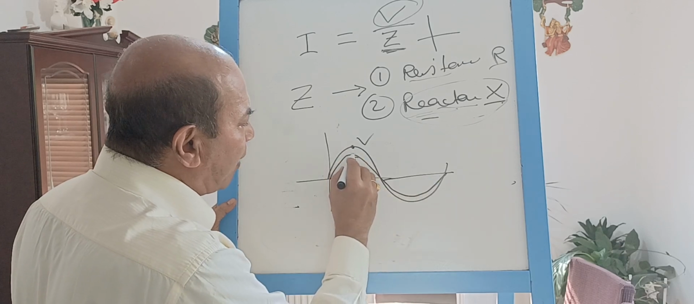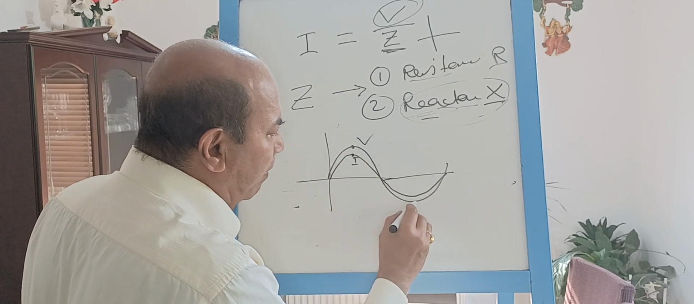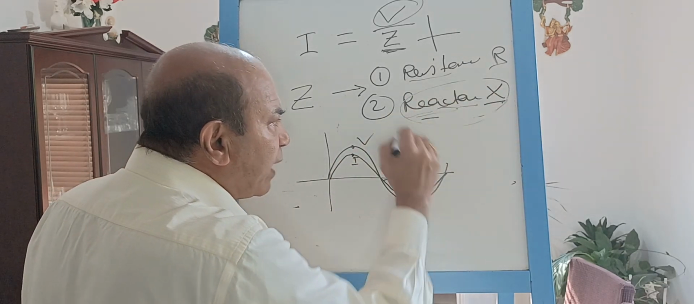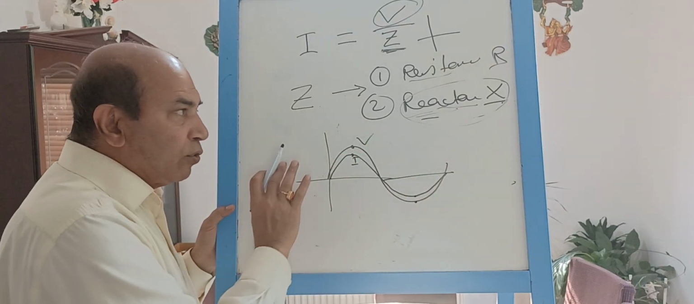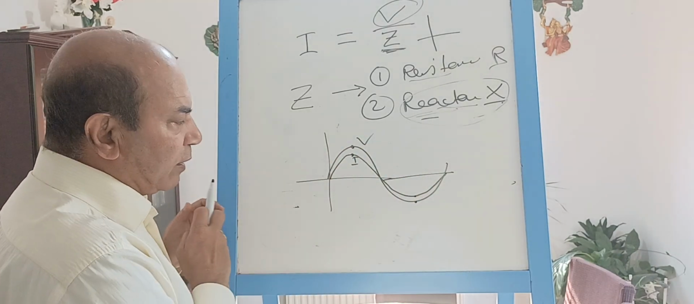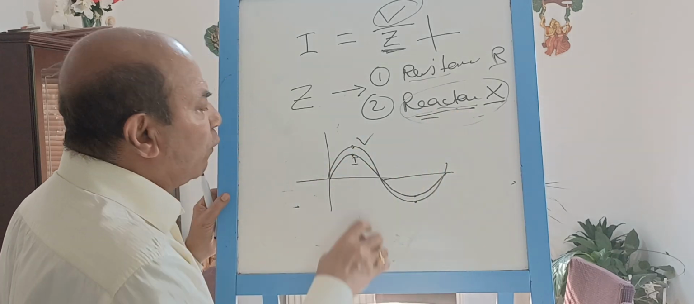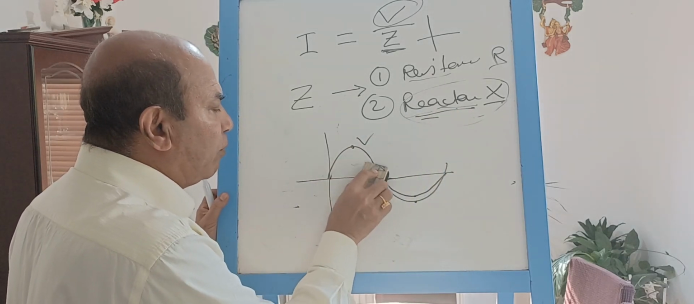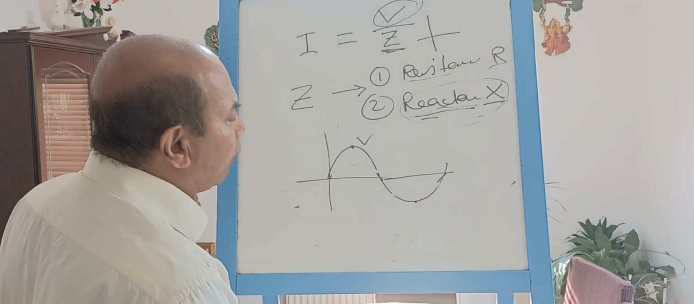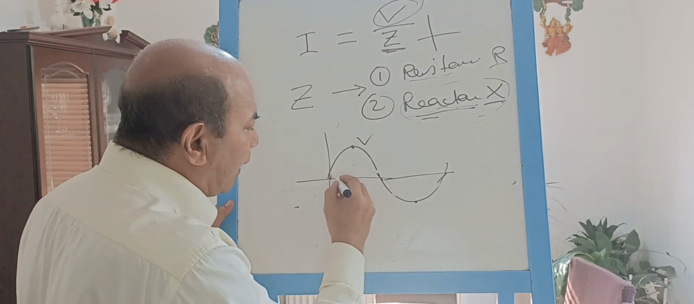When voltage is maximum, current is maximum. When voltage is minimum, current is minimum. If there is no reactance in the circuit, there is no phase difference. But when the circuit has a reactance, then the current will not flow in the same way as the voltage. Then immediately the current will be out of phase. Then the current may be like this.